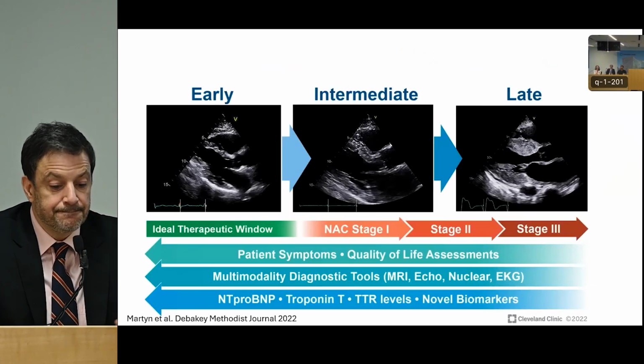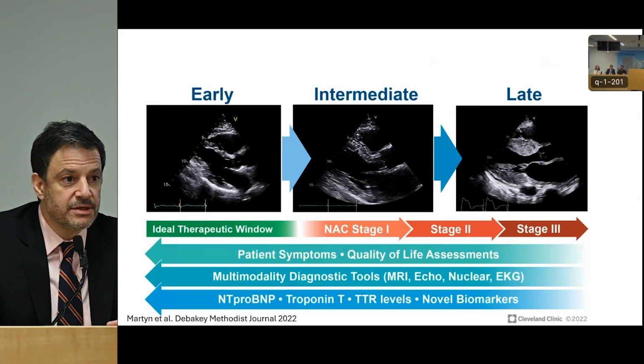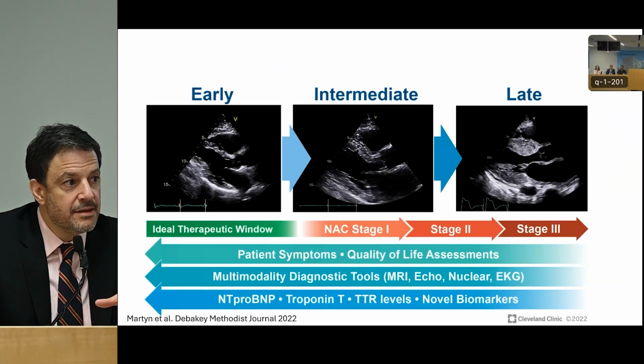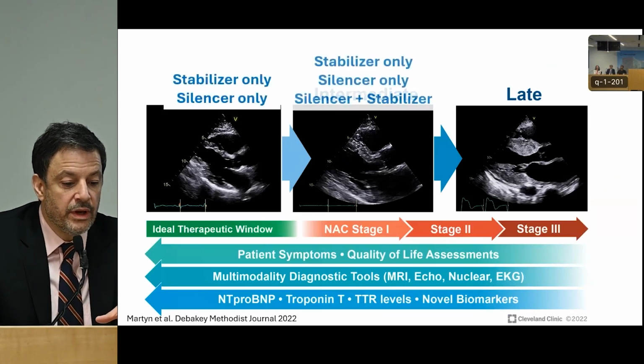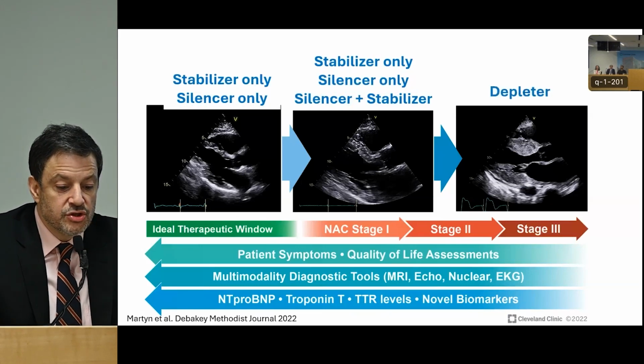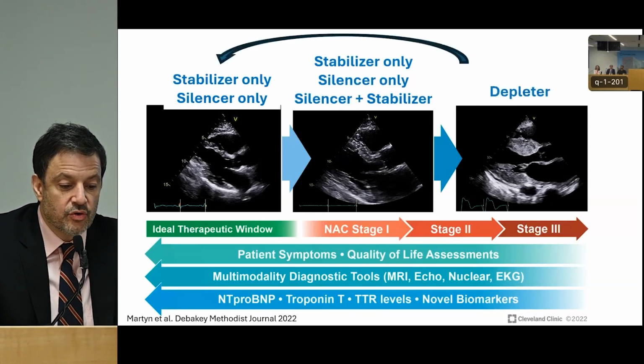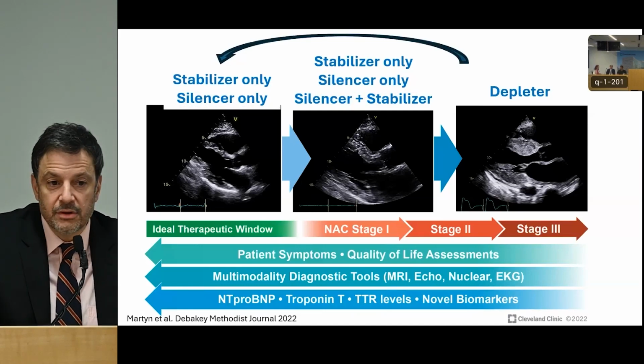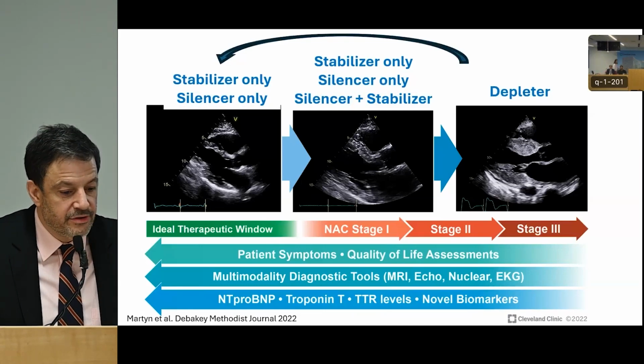But at the end of the day, although we're diagnosing people early, middle, and late, the fact that we have treatment now means we can monitor progression and now potentially regression. So with that, I'll introduce Dr. Kwan, who will talk about cardiac MRI as a tool to monitor these patients.